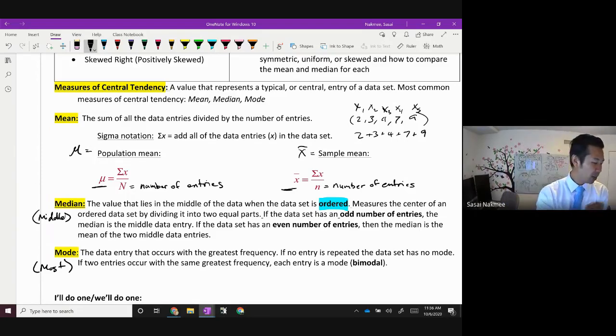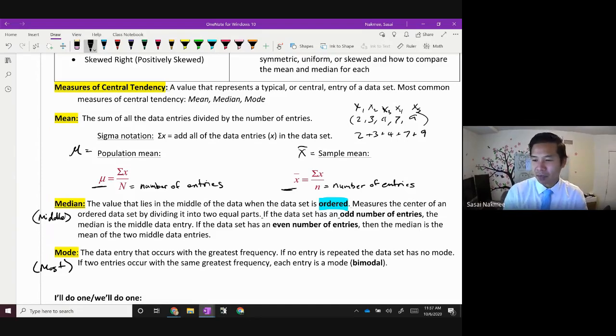Your mode is the one that just shows up the most. It's the one that has the greatest frequency. So if you have a number repeat itself twice and nothing else repeats itself, that one that repeats itself twice would be considered your mode, right? It's the one that shows up the most out of all of that.